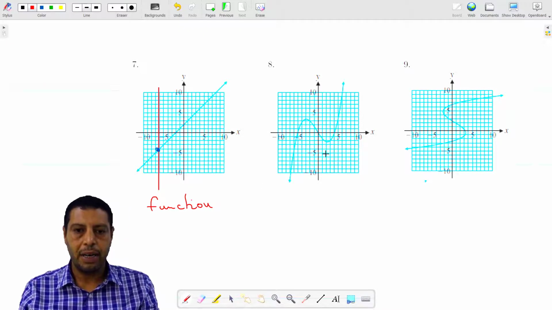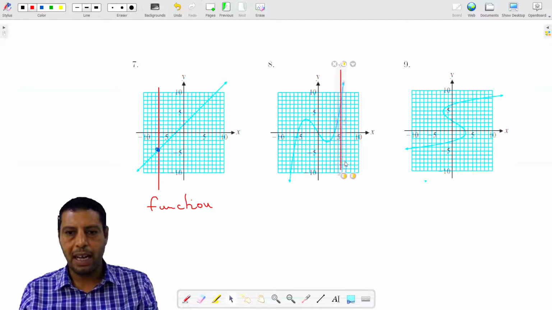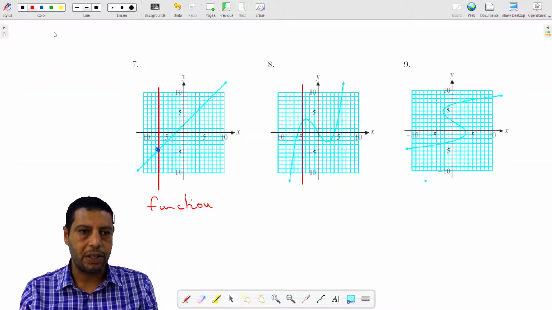Same thing for number 8. If you draw a vertical line and try to move it over the domain of the function, you will always have exactly one intersection point with the graph. Therefore, it's a function.